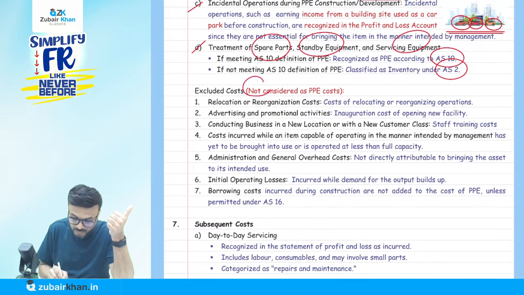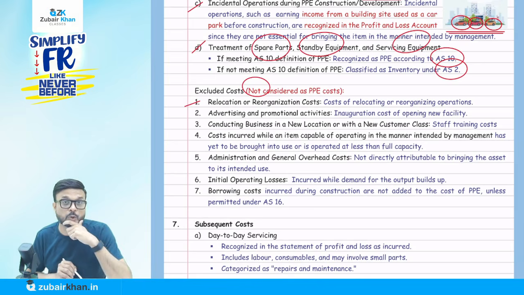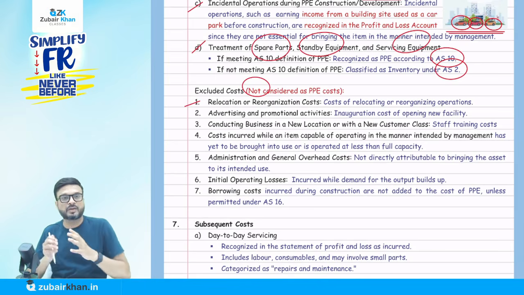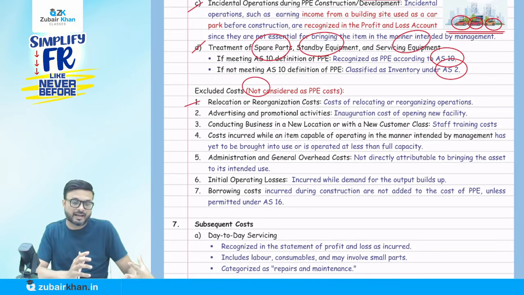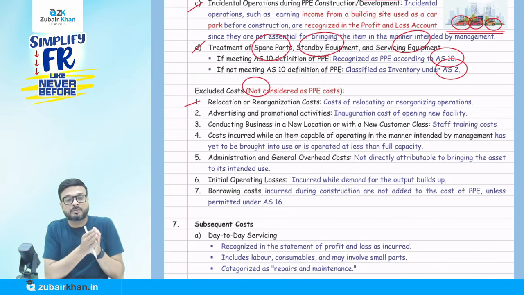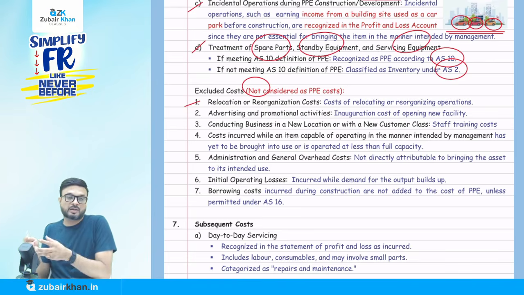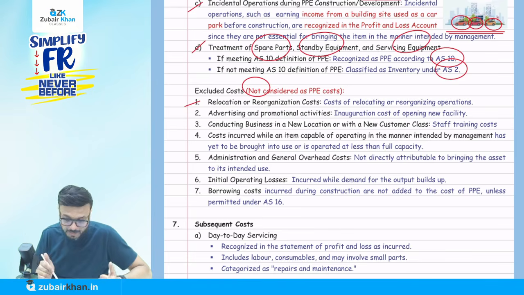First, what is not a part of the cost of PPE. First is the relocation or reorganization cost. For example, if we are moving from Chennai to, for example, Bangalore, when we are relocating the asset, whatever cost we incur for the relocation is not a part of the cost of the PPE.